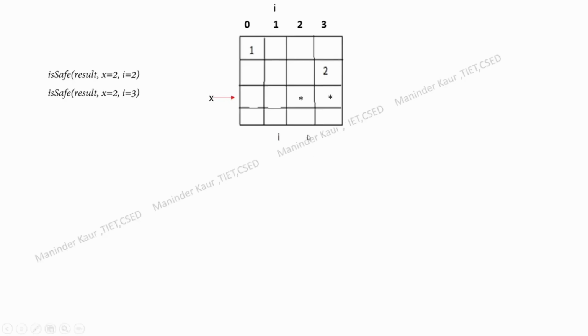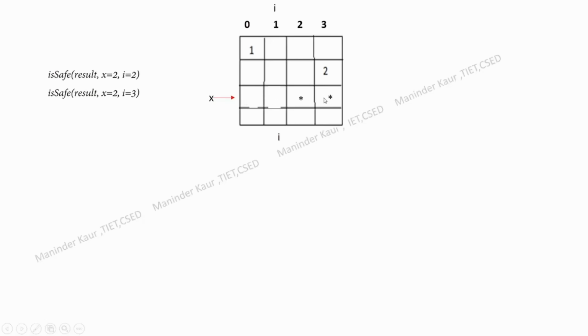Now when it tries to move the third queen rightward, that means x equal to 2, third index, the algorithm tries to place the third queen, that is the second index queen, in the third row. It is not possible to place the queen here, being a diagonal attack. Similarly, the queen cannot be placed at this position, because there is a vertical attack. That means no queen can be placed in the third row either.